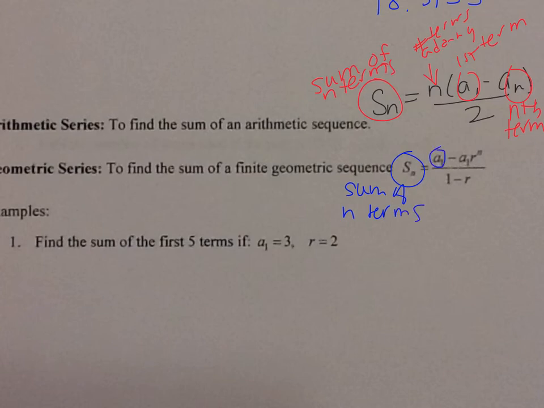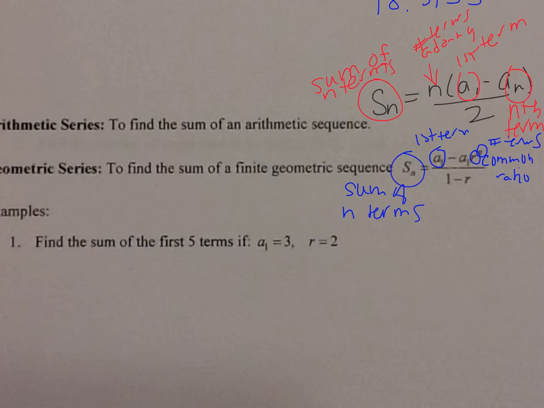This one here, a sub 1 is the first term, obviously. R is your common ratio. And n is the number of terms you're adding up. Okay, so let's take a look at the first one here. It says, find the sum of the first 5 terms if a sub 1 is 3 and r is 2.